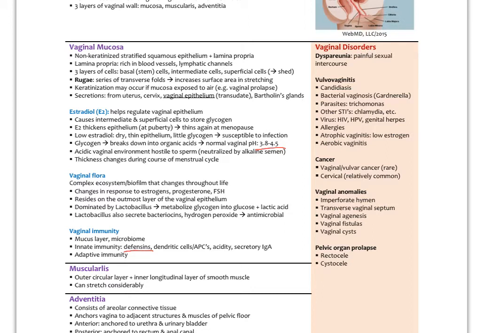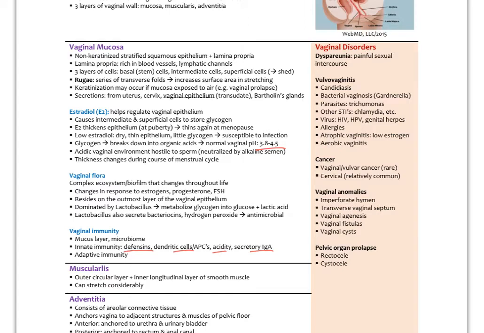Defensins help prevent colonization of different bacteria. There are, of course, dendritic cells and antigen-presenting cells, which are constantly doing immune surveillance. The actual acidity here in the vaginal terrain, and then secretory IgA also. So all of these have to be in place to maintain proper immunity. And if that breaks down, there's more susceptibility to vulvovaginitis, which essentially is inflammation, but that's typically caused by bacteria. I'll go through that here in just a minute.